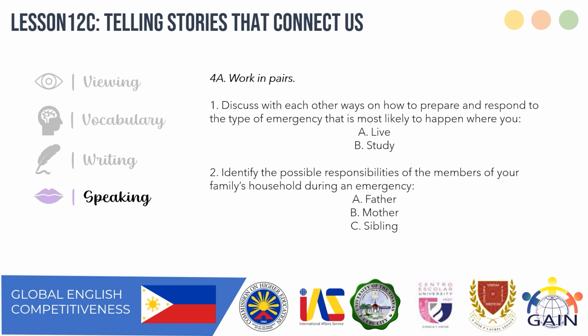We are down to our last 2 activities for Lesson 12C. For both activities, you're going to work with a partner. First, discuss with each other ways in how to prepare and respond to the type of emergency that is most likely to happen where you live and study. The second, identify the possible responsibilities of the members of your family's household during an emergency, namely for your father, mother, and sibling.